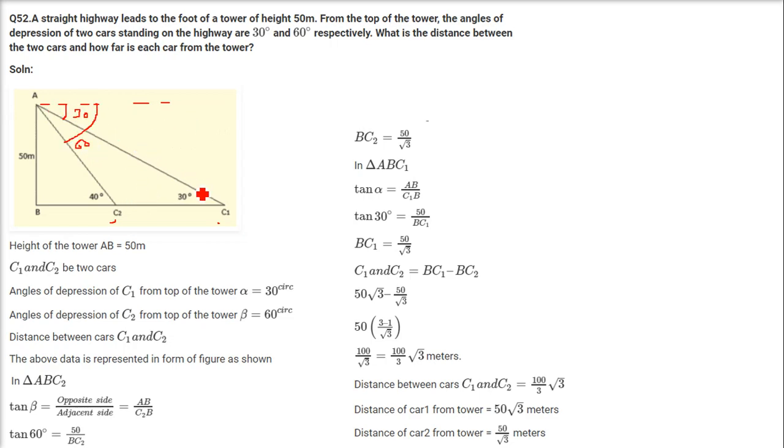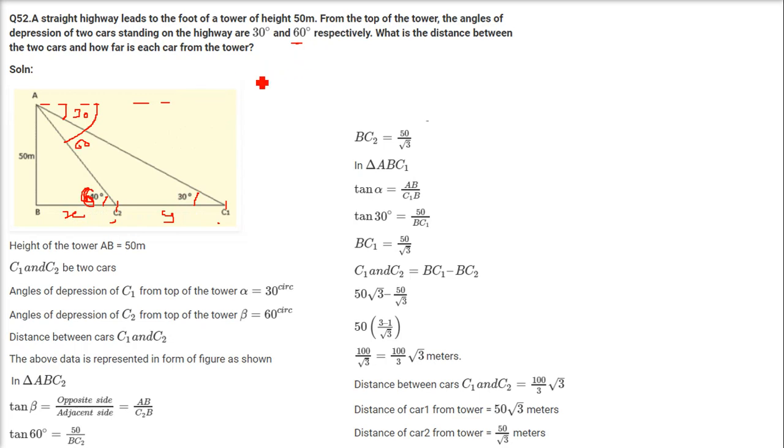Because of the parallel lines and the alternate angles, this will be 30 and this will be 60 degree. Now, what is the distance between the two cars and how far is each car from the tower? So let us assume this to be x and this to be y. So we have to find x and y. So y will be the distance between these two cars, and x plus y will be the distance from the tower.